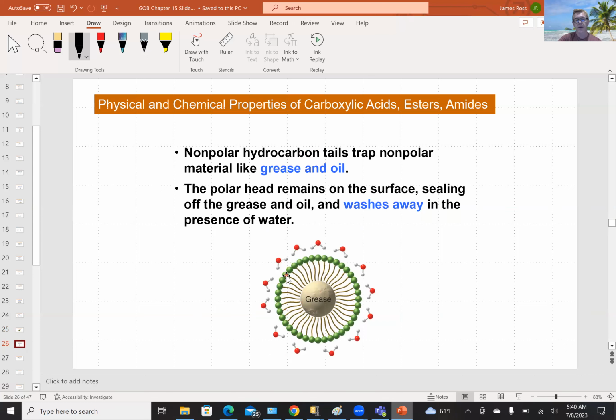Here you can see a cross-sectional view of a micelle. You've got the polar heads interacting with water. You've got the non-polar tails interacting with the payload of grease and grime. And whereas water wouldn't interact with the grease, we've kind of got this intermediary in the form of soap molecules.